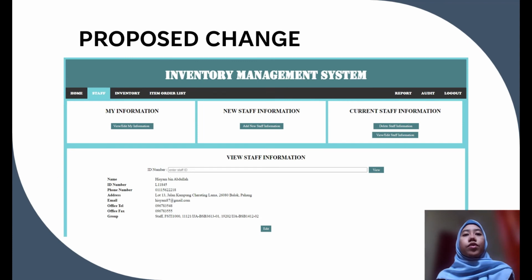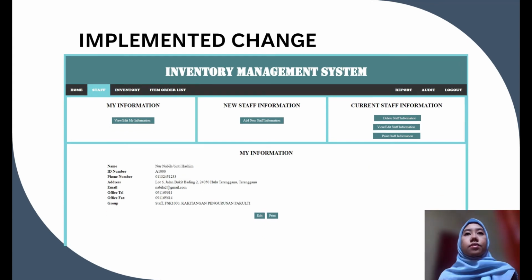Same goes for the view staff information interface. There is no print button in this interface. Next, this is the implemented change that I have made in the Manage Staff Information module. This is the interface for view admin information, and I have added a print button to print the admin information. And for the current staff information, I also added the print staff information button to print the staff information.